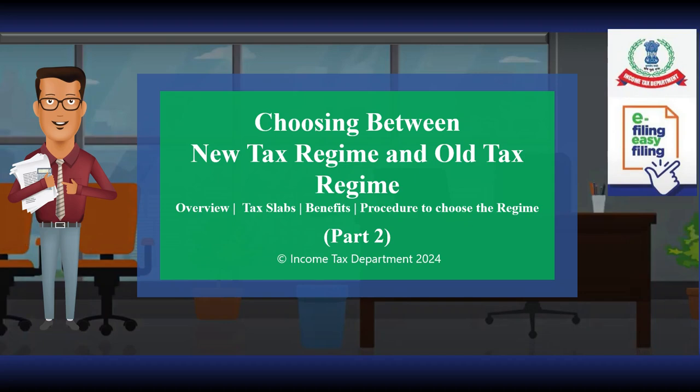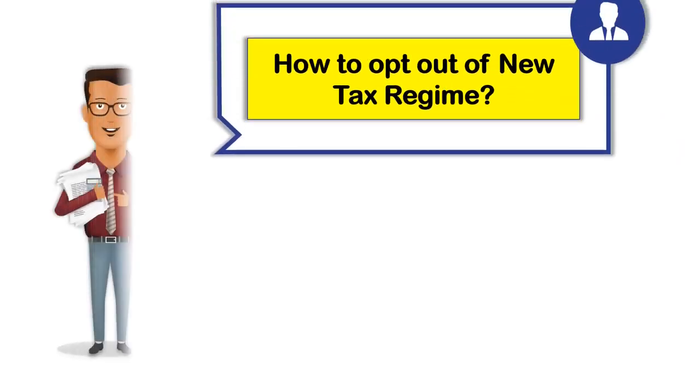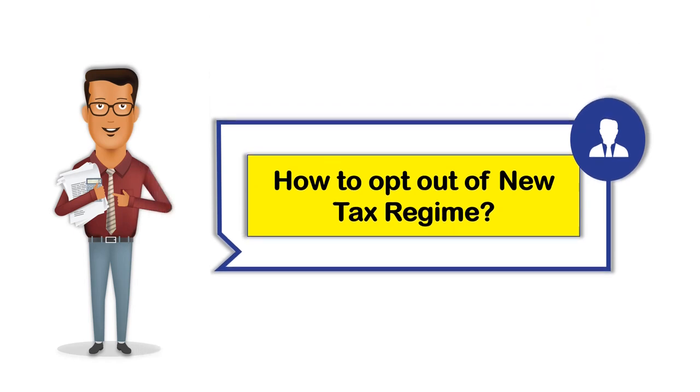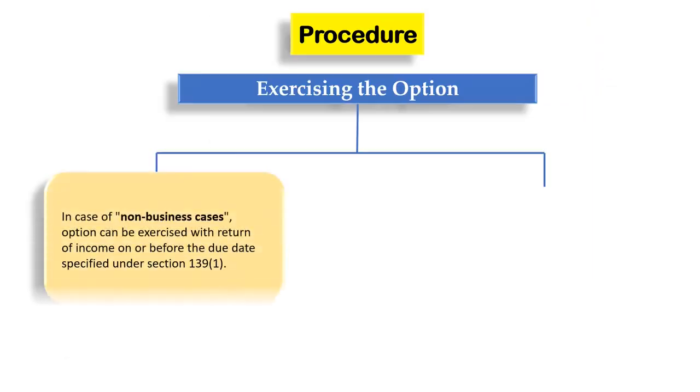This video covers part 2 of the series. Let us now see step by step how to opt out of the new tax regime. In case of non-business cases, the option to switch between the old tax regime or the new tax regime can be exercised with the return of income on or before the due date specified under section 139 subsection 1.